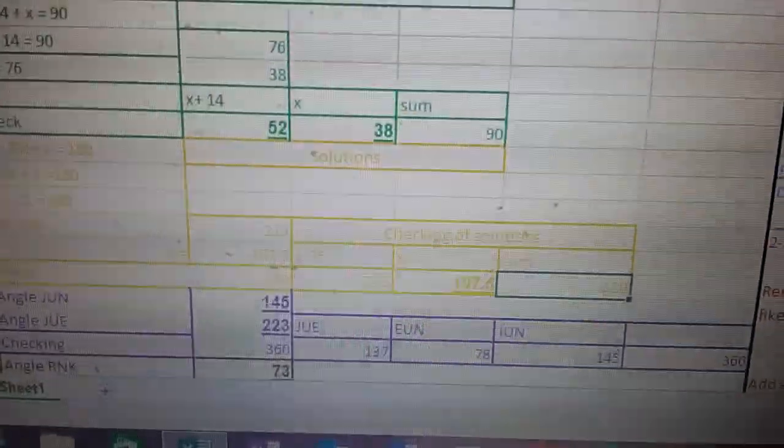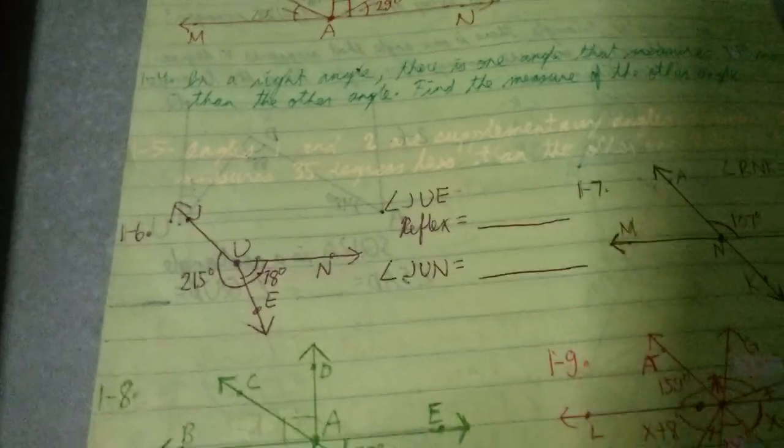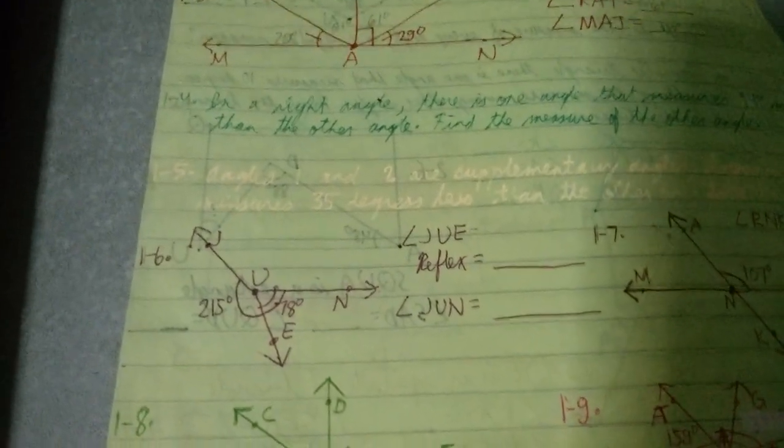Yun lang. Now let's go to number 6. For number 6, you have this type of angle. So we have 78 degrees, which is the measure of angle NUE. And then angle JEN measures 215 degrees. So what we're asking for is the measure of angle JUE, which is the reflex angle.